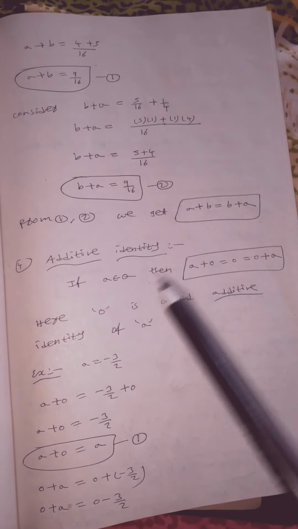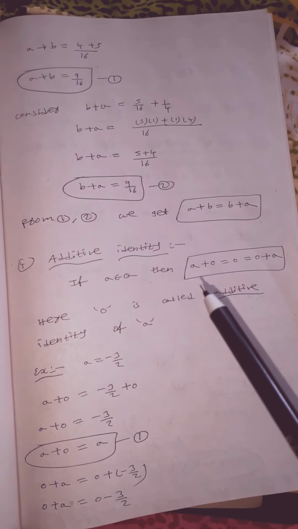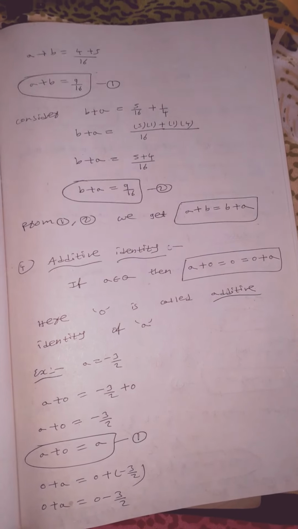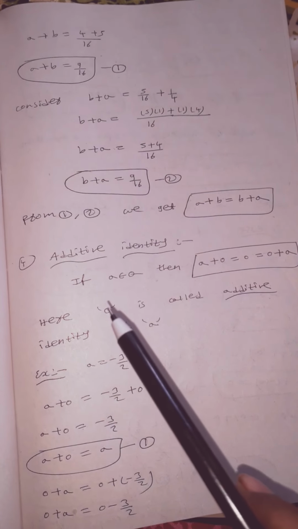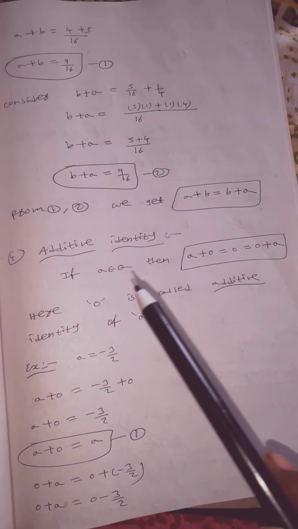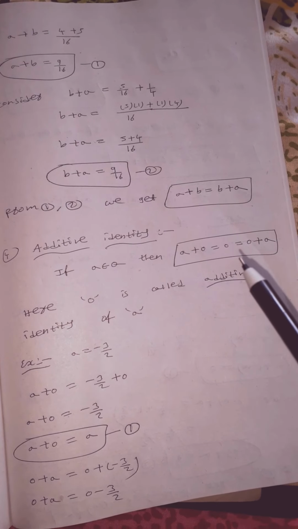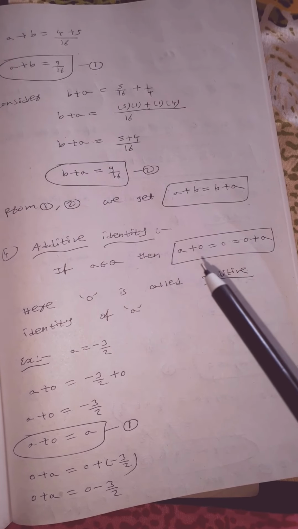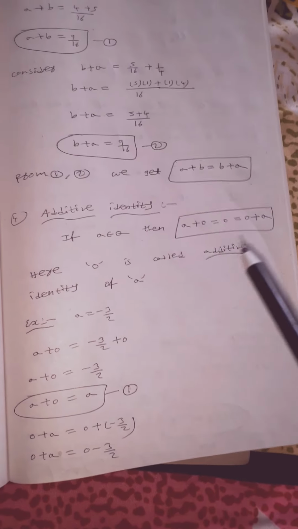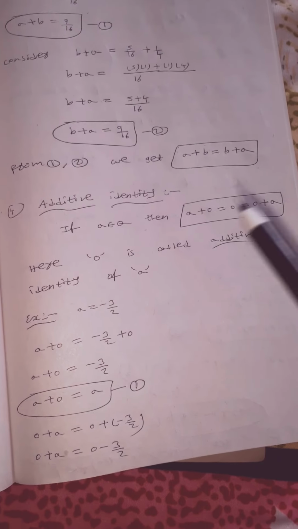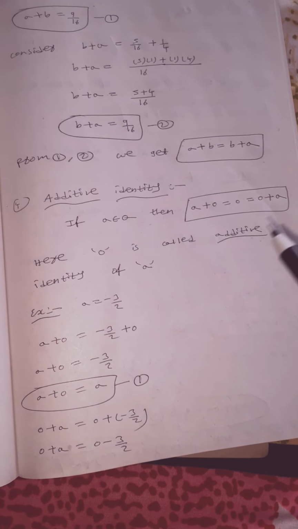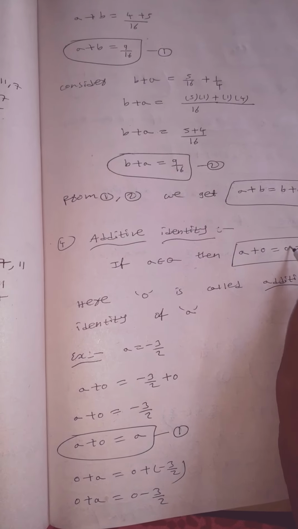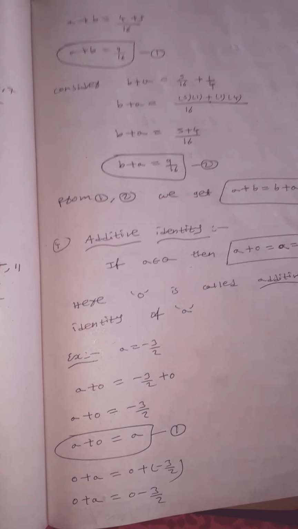Next, additive identity. If A belongs to Q, then A plus 0 is equal to 0 plus A, which is equal to A. So this is additive identity, children. Means what is the concept, children? If you add any rational number to 0, that number itself you will get as the answer. That is the concept, children. So here not 0, children. Here A it will come, children.